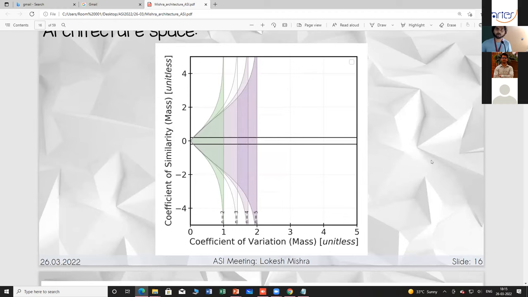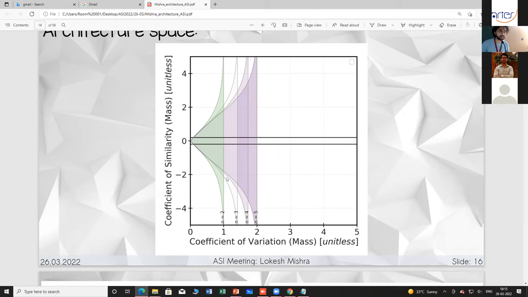If you put coefficient of similarity versus coefficient of variation on a diagram, this gives you what I call the architecture space. And it has extremely interesting mathematical properties. For example, a two planet system can only be in this green shaded region where it's written n equals 2. A three planet system can only be in the shaded region, which is written n equals 3. And interestingly, there is a forbidden region between the two.